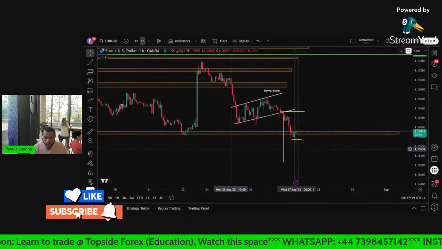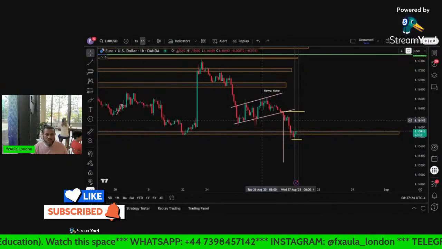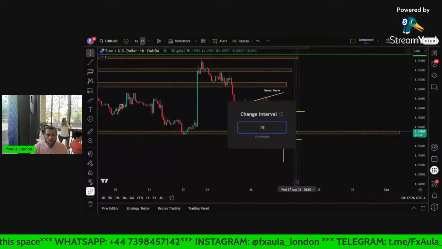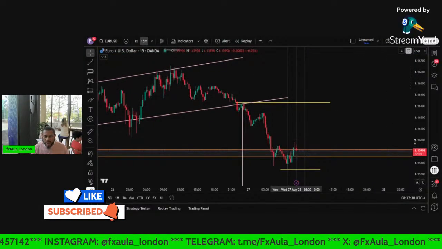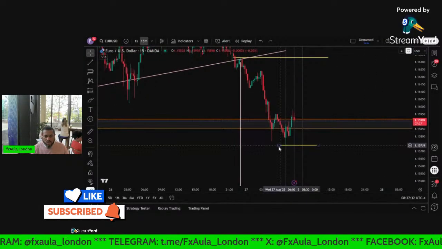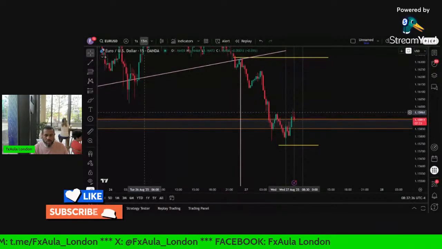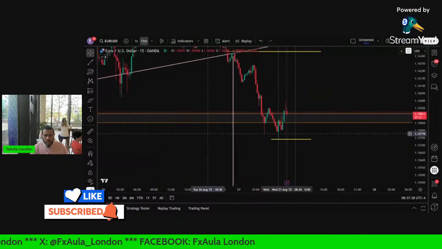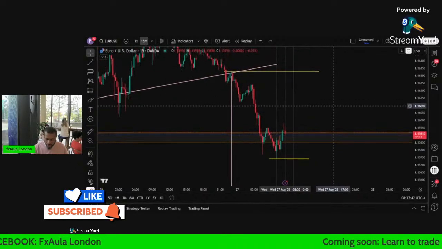However, since we're looking for internal range liquidity on the 15 minutes, we have specific signatures we're looking for in price. I'm just looking to trade within this range if this actually happens to be a swing high.